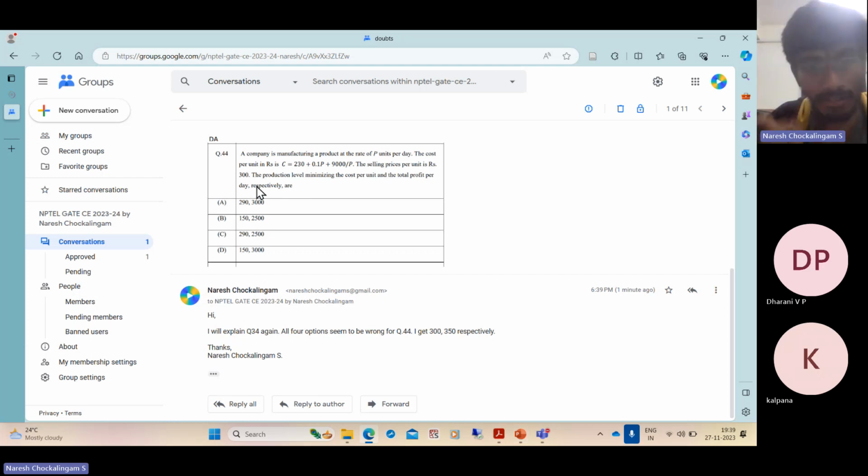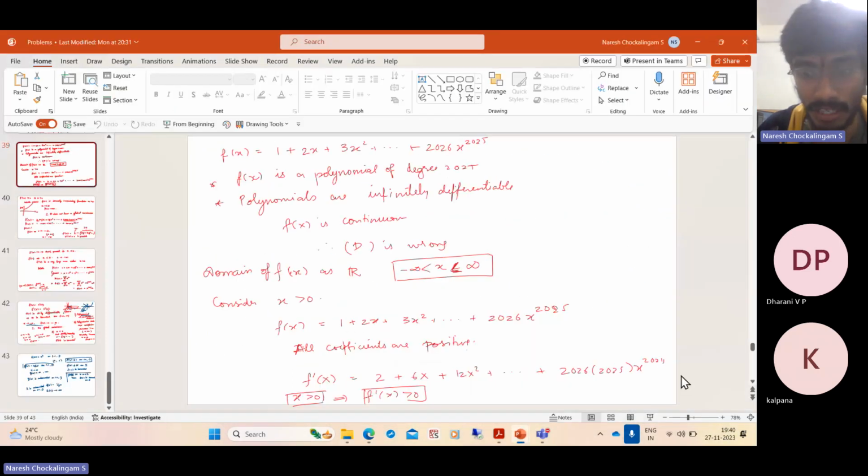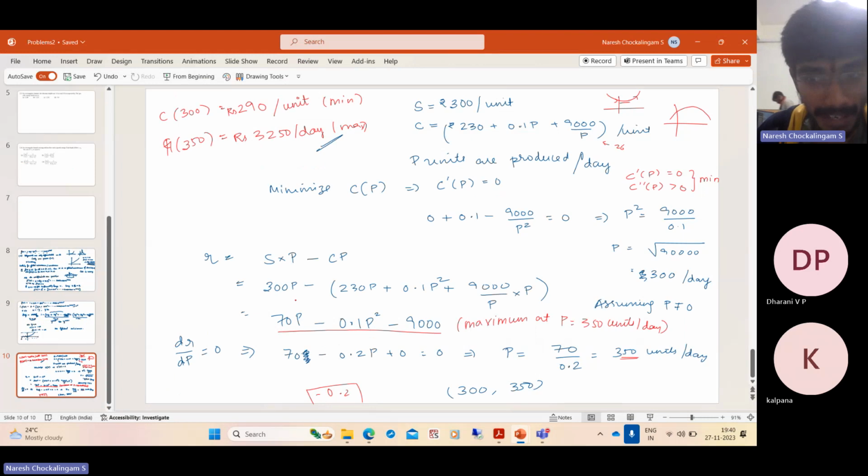So there is no one value of p which minimizes the cost per unit and maximizes the profit per day simultaneously. These are two different parts in the question. So you have two different answers. Is that okay? And their options are all incorrect. The question asks the production level, which is actually the number of units per day, but this 290 is actually the minimum cost of production, the minimum cost per unit. So there are issues with that question.